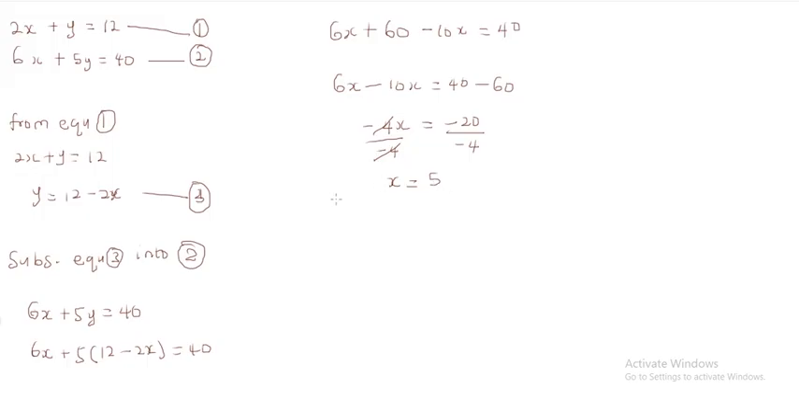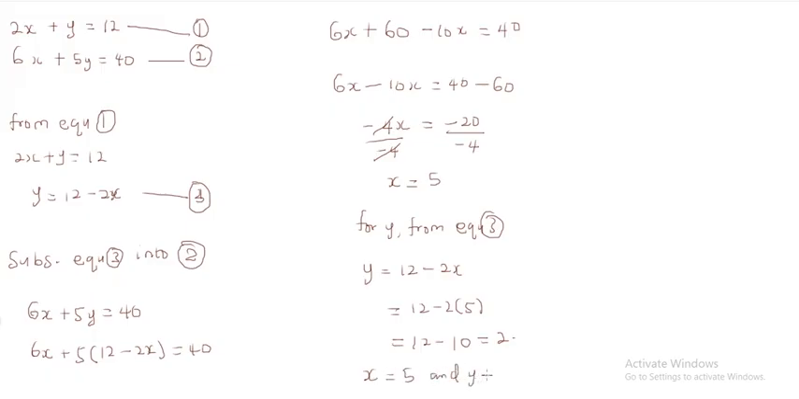Now, how do I get my value of y? I can pick any of these equations to get my value of y. I'll be picking equation 3 specifically. So for y, from equation 3, y is equal to 12 minus 2x. So this is equal to 12 minus 2 open bracket 5. I'm substituting the value of x back here. And then this is equal to 12 minus 2 times 5 is 10. 12 minus 10 is 2. This means that my x value is 5 and my y value is 2.